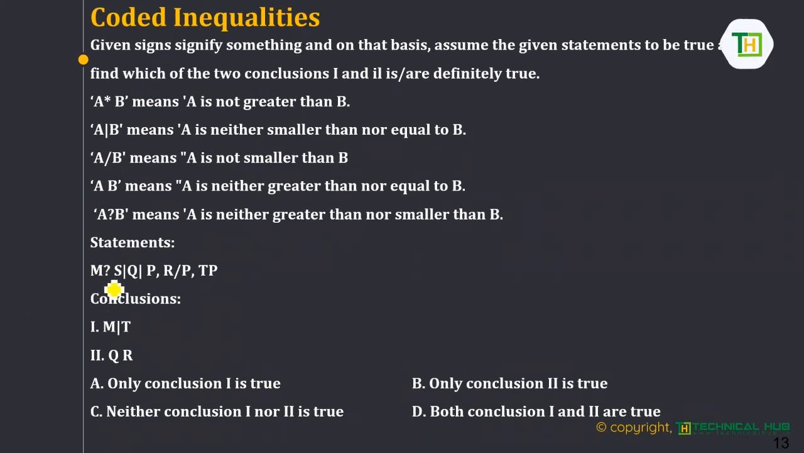So this symbol M means, what is it here? A is neither greater than nor smaller than, so neither greater nor smaller means M equals S. This is the equals to symbol. Neither greater than nor smaller means taken as equals to. The next symbol means A is neither greater than nor equal to, which in this case is taken as less than.